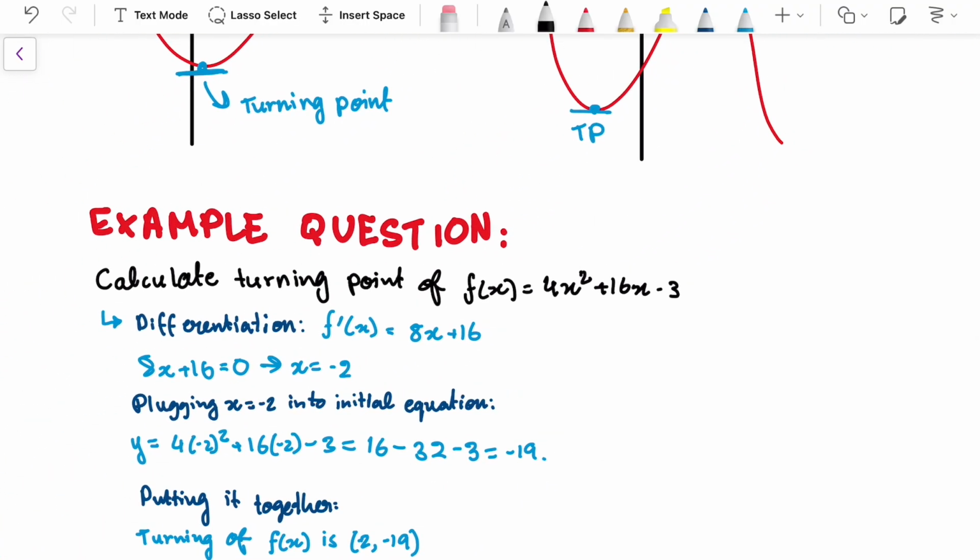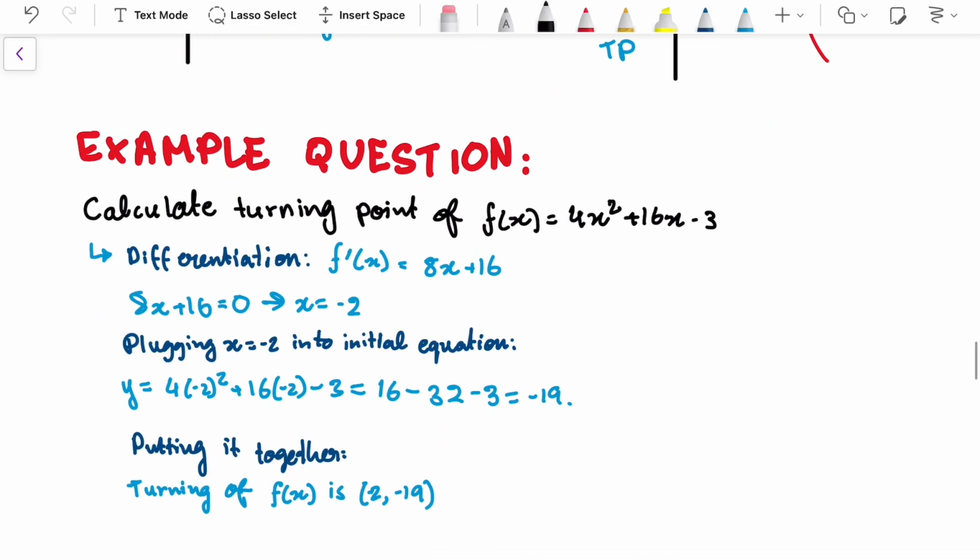Okay, so let's start with an example question. Calculate the turning point of f(x) is equal to 4x squared plus 16x minus 3. So we're going to differentiate it because we're trying to find the gradient. We're saying that the gradient is equal to 0. So since we know that this is the equation for the gradient, we just need to make this equal to 0, and then we get that x is equal to minus 2.